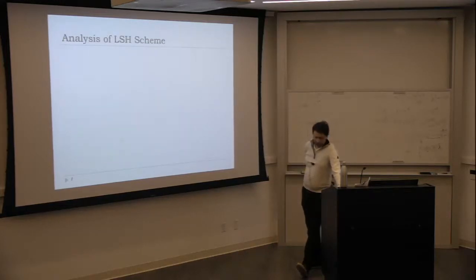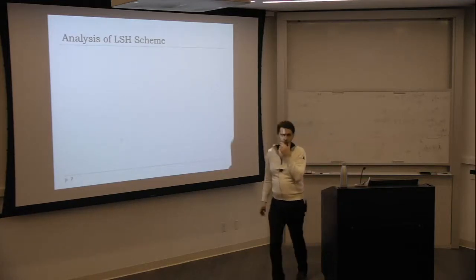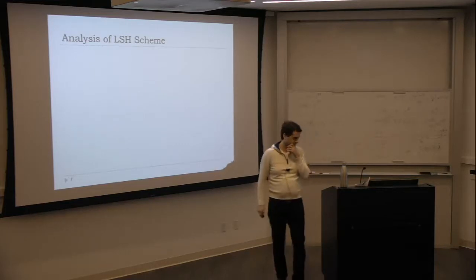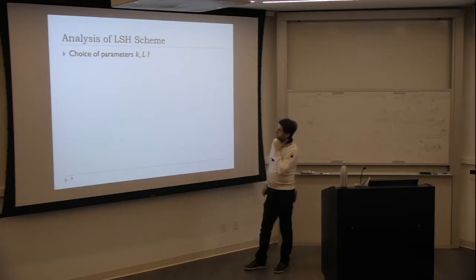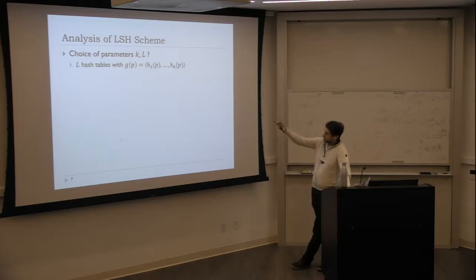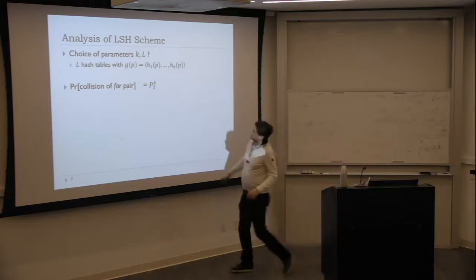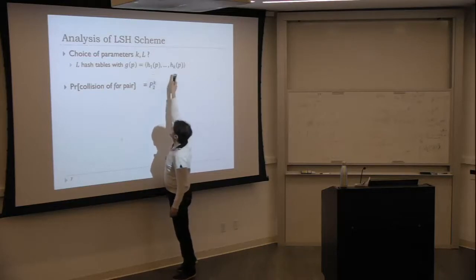Here is the analysis. It's not the full analysis, but at least I'll show you where the parameter rho comes from. In particular, how do we choose these parameters k and L to get those guarantees? We have L hash tables with this hash function g, which is a concatenation of k primitive hash functions. And we computed p1 and p2 for the hash functions h1 up to hk.